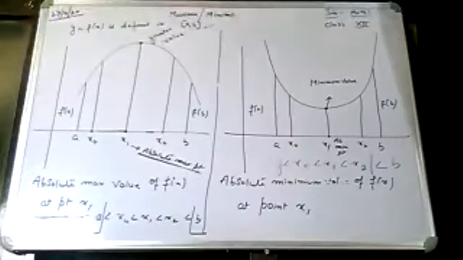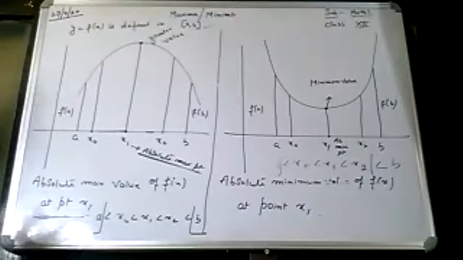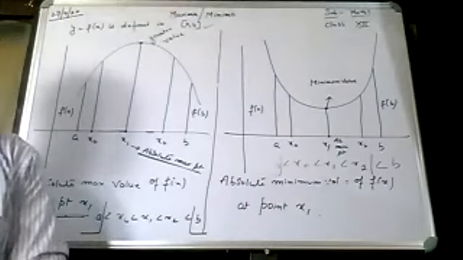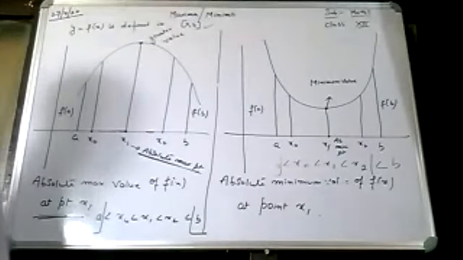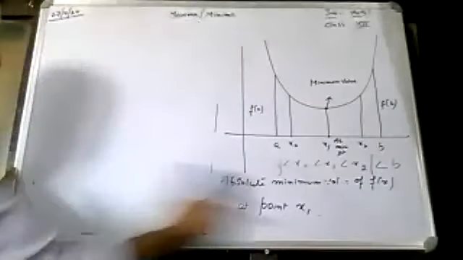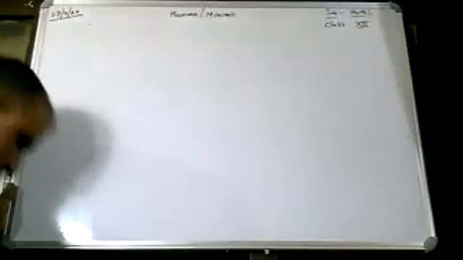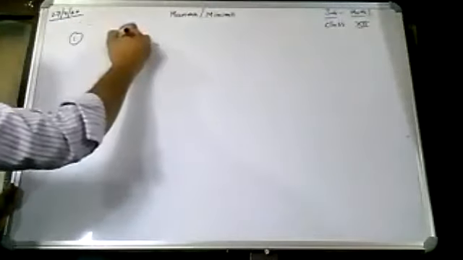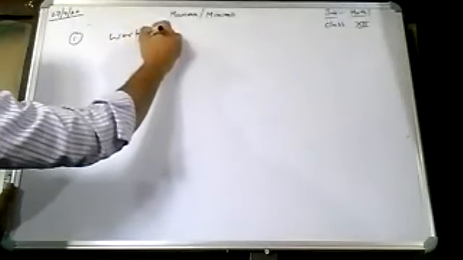Clear class? So today you are going to find the absolute maximum value and absolute minimum value. Clear? So what are the working rules? First we will do a little homework on this. What are the working rules? How are you going to find maxima and minima? So what is the working rule?